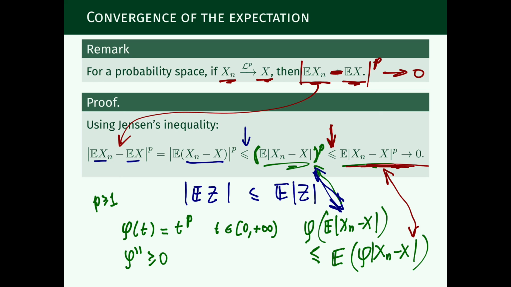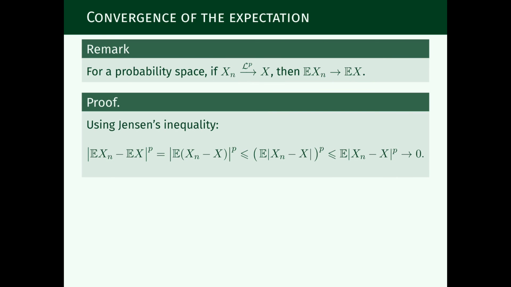Why does it tend to 0? Well, that's the assumption. We're assuming Xn tends to X, and this is the definition of Xn converging to X in L^p: this expectation converging to 0. So this proves the remark that convergence in L^p implies convergence of the mean.